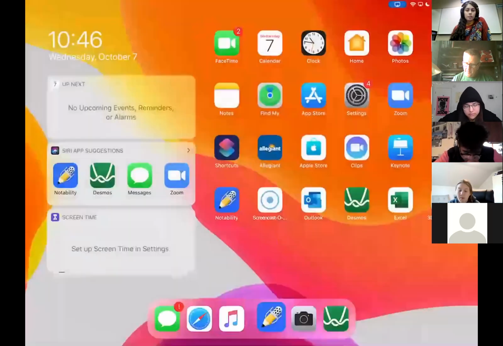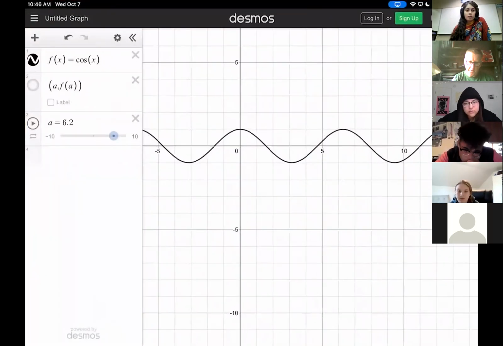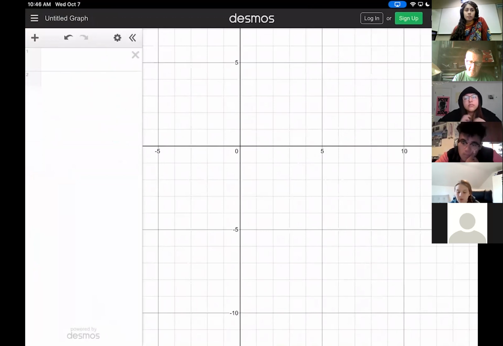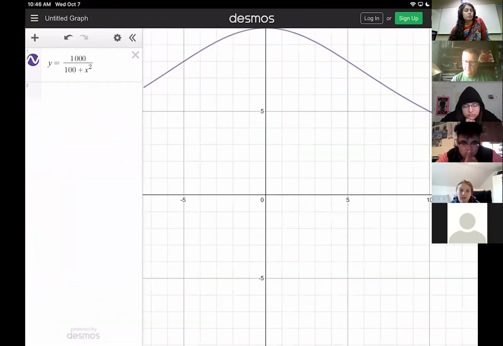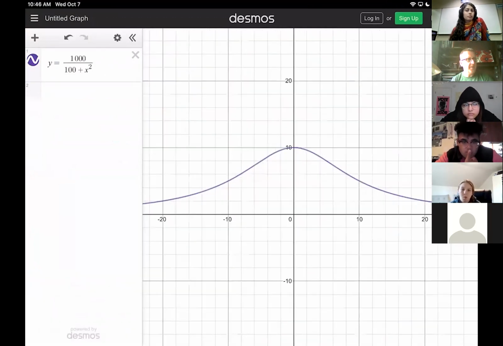So let's go into Desmos and graph the Witch of Agnesi using 10 divided by 100 plus x squared. Notice, wow, that's amazing. You should kind of think that's incredible. It works. That's cool. There's the circle sitting in there and everything.